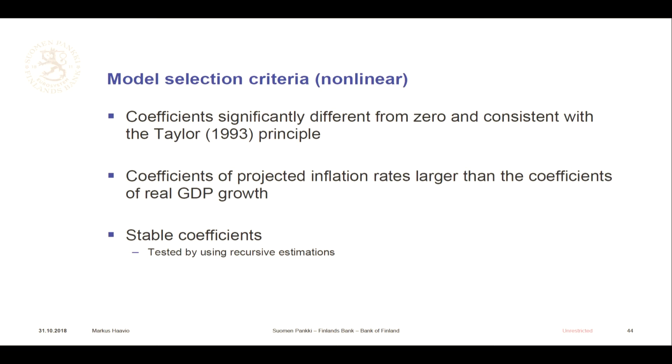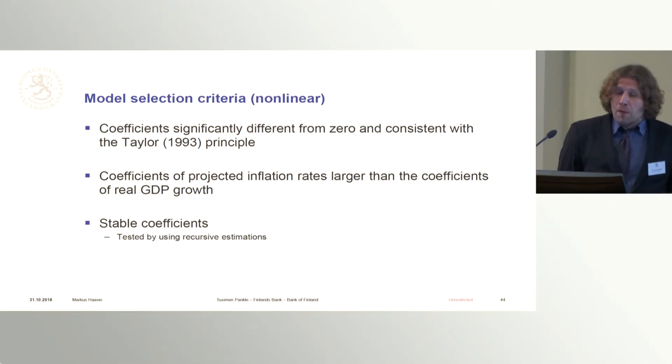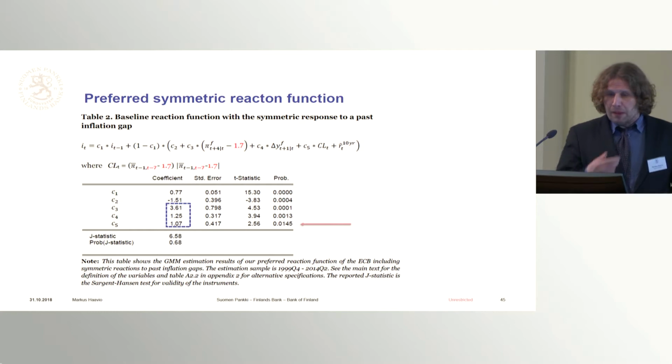And we also have some model selection criteria. We use pretty similar model selection criteria as we did in the case of these very simple linear rules. So the coefficients must be significantly different from 0 and consistent with the Taylor principle. And coefficients of projected inflation rates should be larger than coefficients of real GDP growth, and stable coefficients. Pretty much the same selection criteria as before.